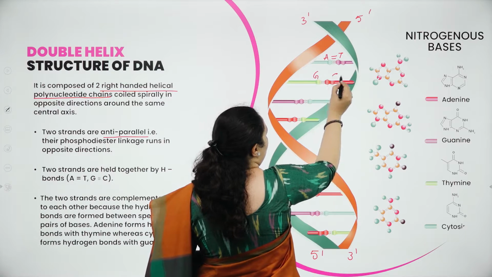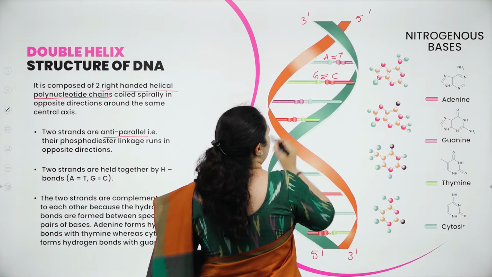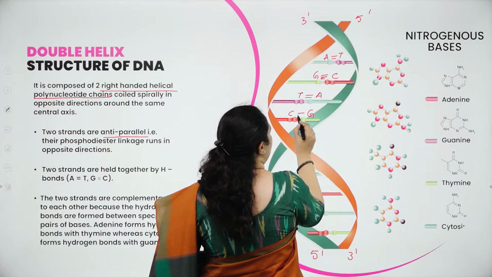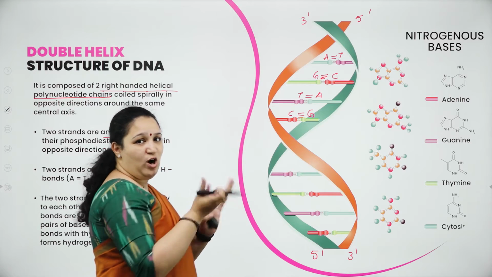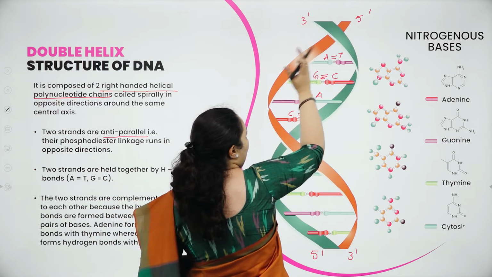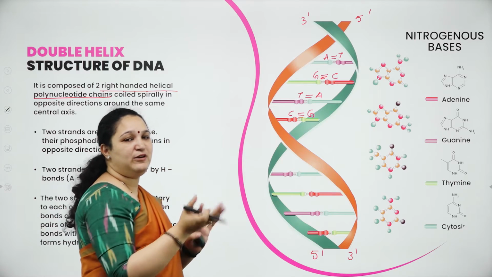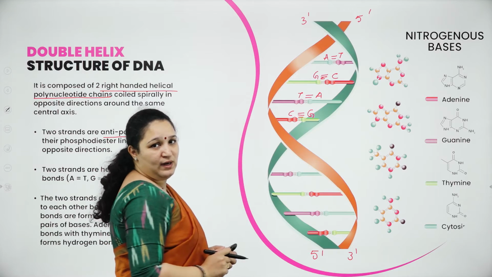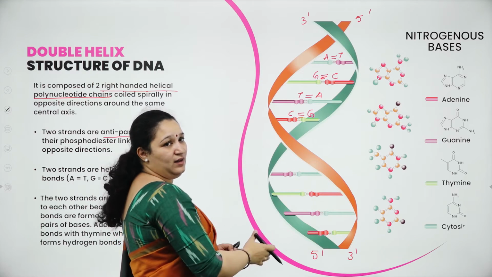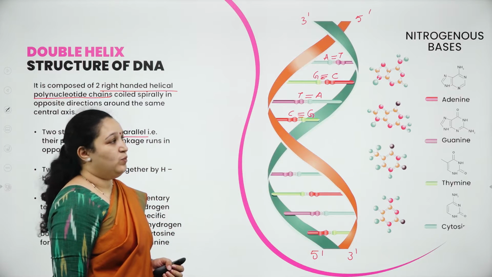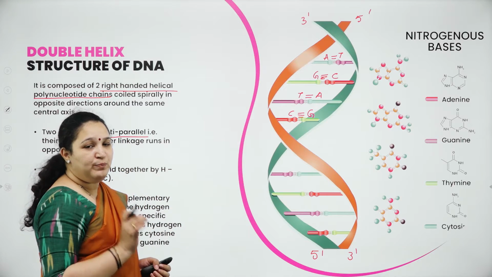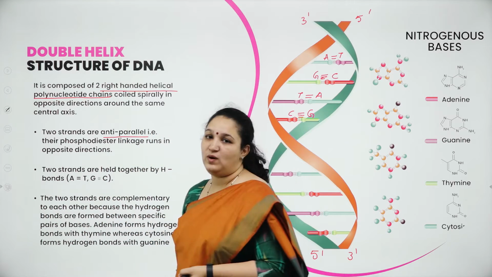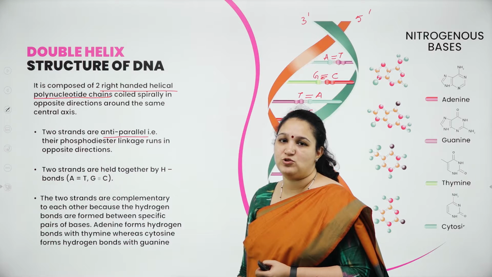If this is G, here it will be C with 3 hydrogen bonds. If this is T, this can be A with 2 hydrogen bonds; C and G it can be 3. So it is complementary. If A is present on one end, the other chain will have T, and between them there will be hydrogen bonding. That's why we call them complementary to one another, they are anti-parallel, and between the two strands we have hydrogen bonding. Between adenine and thymine there are 2 hydrogen bonds, and between guanine and cytosine we have 3 hydrogen bonds.